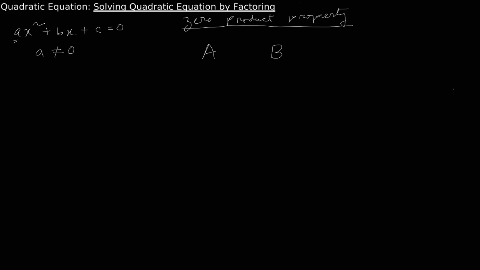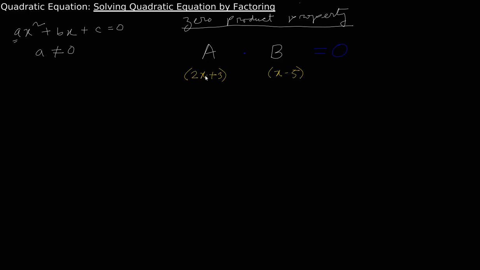Now let's take an example, that A is 2x plus 3, and B is, let's say, x minus 5. So I just wrote simple expressions. Let's say these two expressions A and B are in product form and the product is equal to 0.